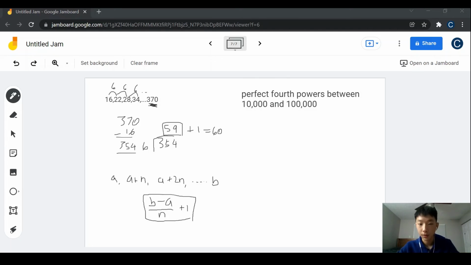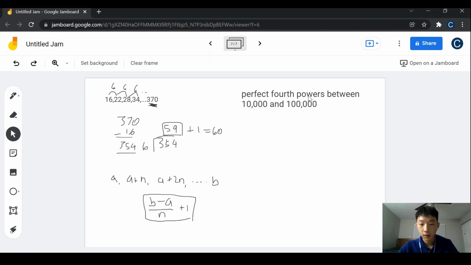Alright, let's do one last example. So this is counting the number of perfect fourth powers between 10,000 and 100,000. So again, we want to represent it in some form of a list that we can easily see how many elements there are. So from this we can't really decipher anything, so we need some numbers. Let's just find the smallest perfect fourth that would fit in this range.